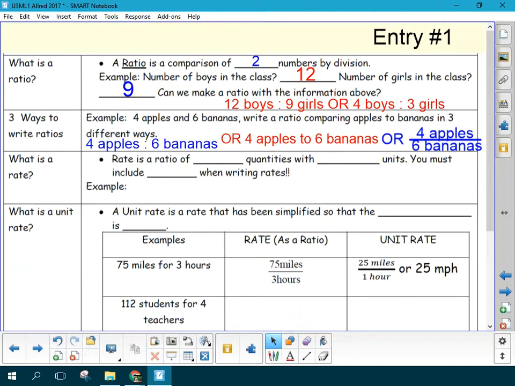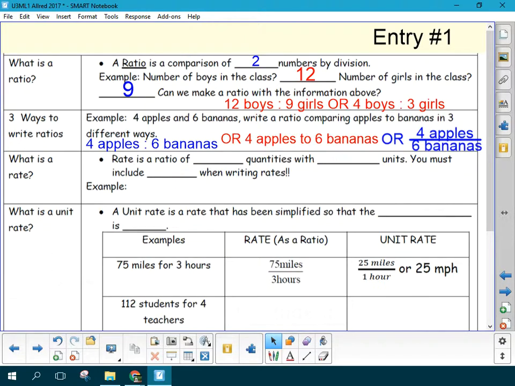So ratios are 2 different numbers compared by division, and we're going to use them a lot here in this mini lesson to solve lots of different kinds of problems. They have lots of different connections to many different things in the world, and we'll talk about that when we watch our unit opener video tomorrow in class.